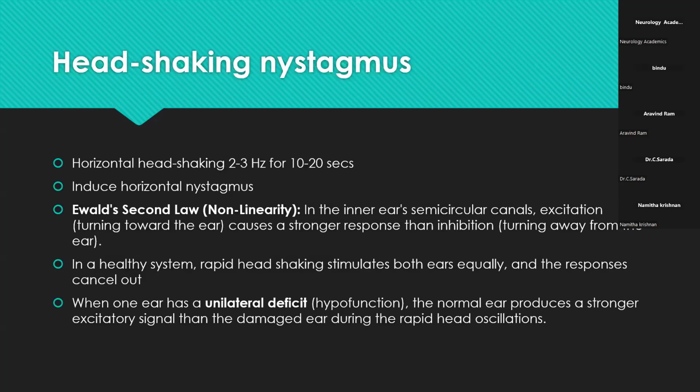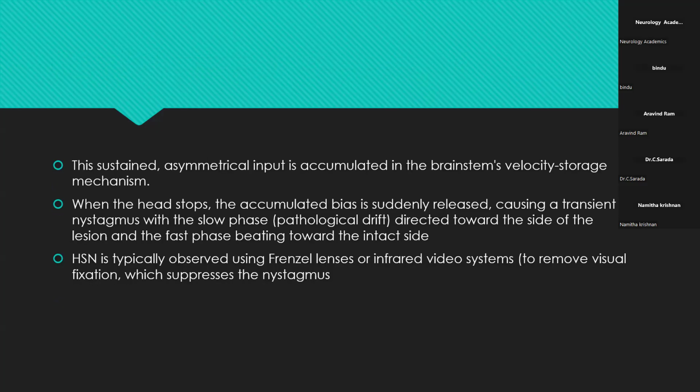So in this case, let's say it was a unilateral deficit of the right side, that asymmetrical excitatory input is accumulated in a certain center of the brain called the velocity storage mechanism, which is within the vestibular nuclei. And when the head is shaken and stopped, this accumulated bias is suddenly released, and it will cause a transient nystagmus with a slow phase, that is the pathological phase, directed towards the side of the lesion, and a fast phase, which is a corrective saccade, away from the side of the lesion towards the intact side. So this is also based on VOR.